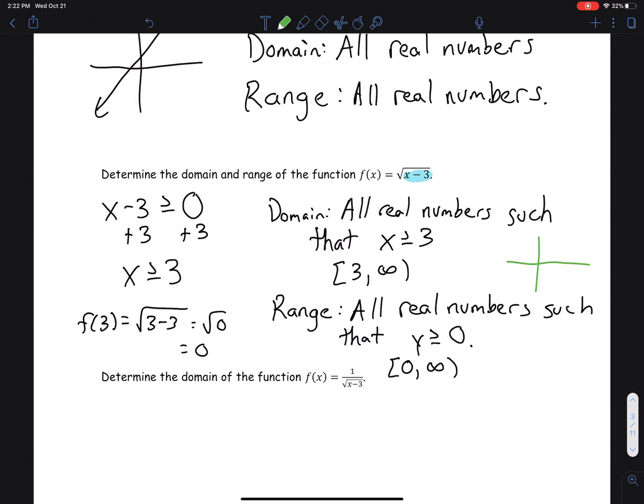And just a quick sketch of it, it's going to look something like this. So it's going to continue to rise, but it's going to start at the point (3, 0). So it's not going to go anywhere below 0 for the y. It's not going to go any farther left than 3 for the x.